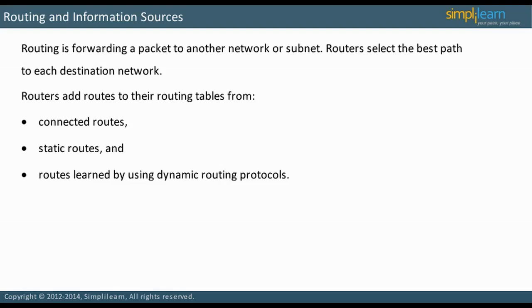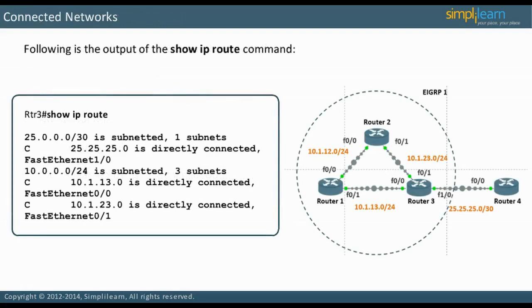Let us look at a topology and routing table to learn connected networks. Look at the output of the show IP route command. This command displays the routing table of the router. Two classful networks can be seen in the routing table, the 25.0.0.0/30 and the 10.0.0.0/24 network. The routing table is organized by classful network even if variable length subnet mask, VLSM, is used.